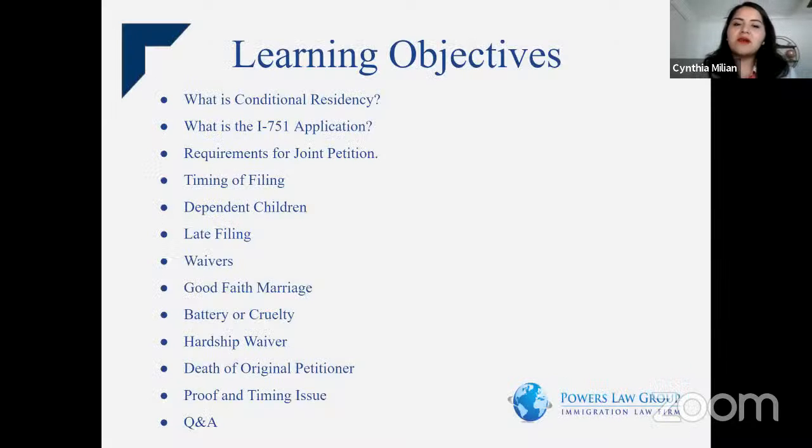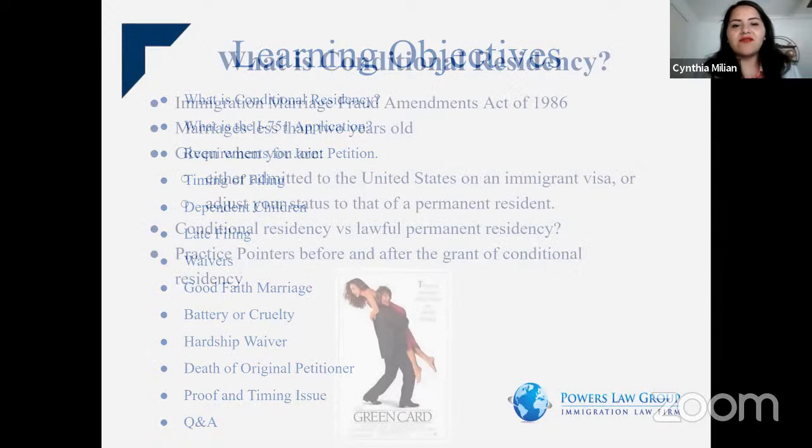So we're going to talk today about the I-751. What is a conditional residency? Talk a little bit about what the requirements are to file a joint application if you have dependents, if for some reason you missed the deadline to file, or if you need to file a waiver, what the different documents are that need to be included, and what factors USCIS looks into to adjudicate those types of applications. So let's dive right in.